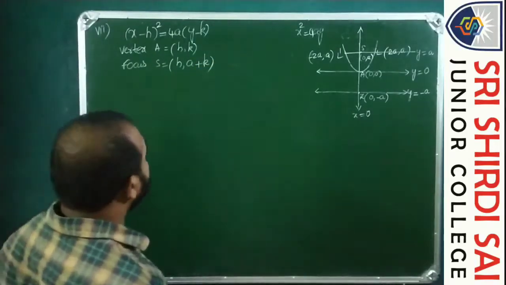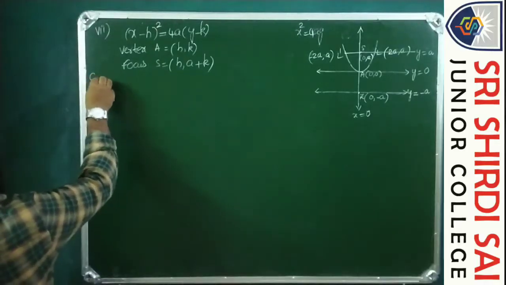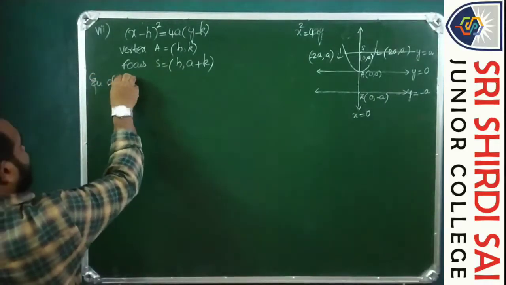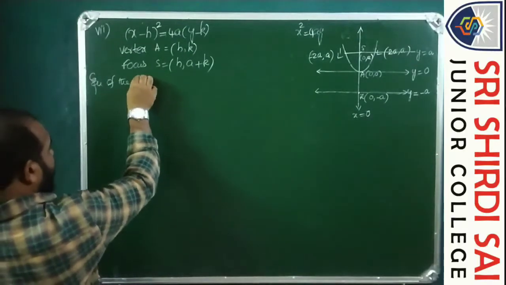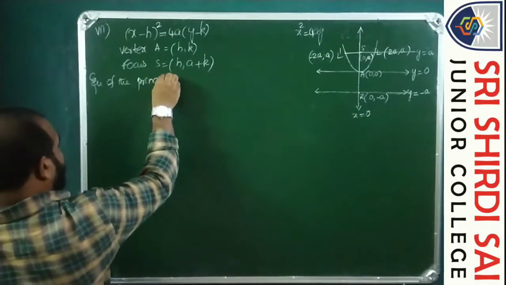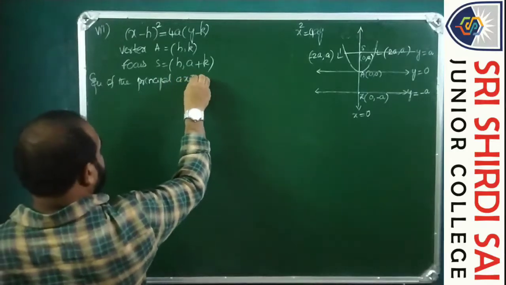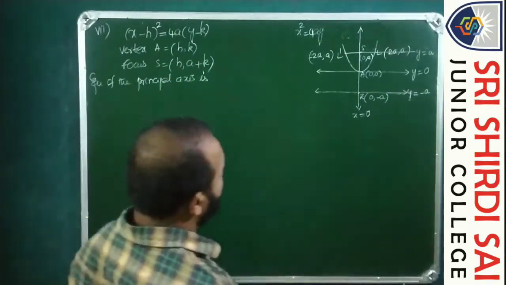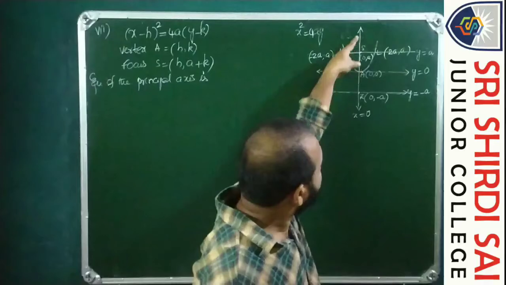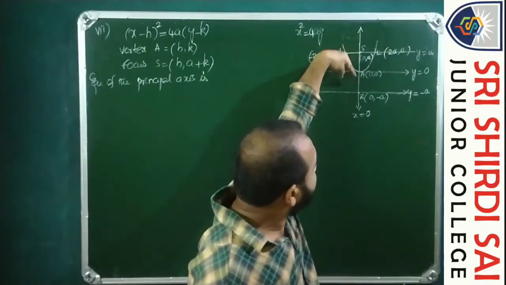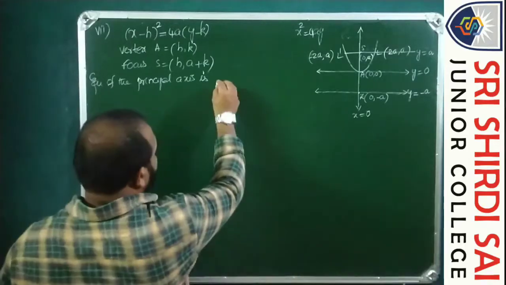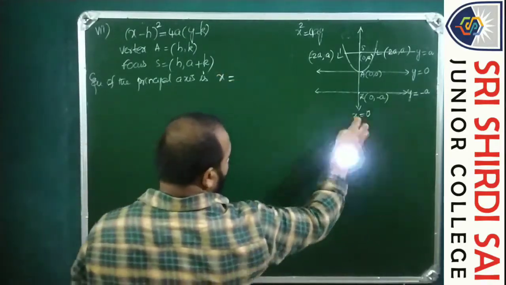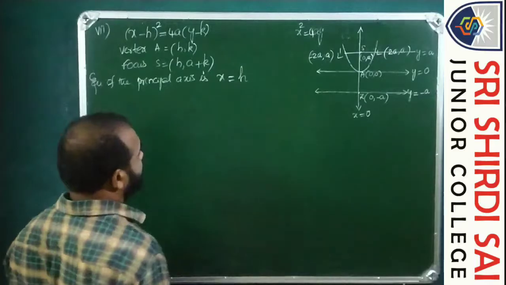And so the equation of the axis, or principal axis. What is the equation of the axis? This is the y axis, so the y axis equation is x equals 0. So here x equals 0 plus h, x equals h.